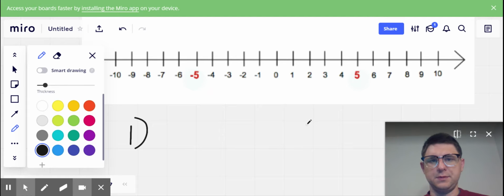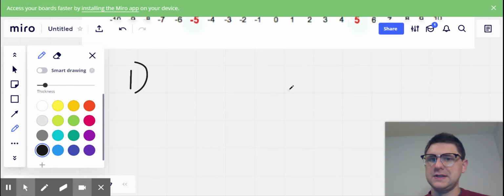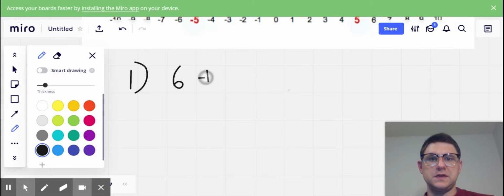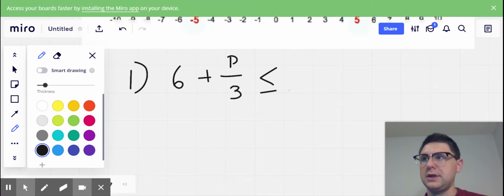All right, so some more inequalities today. Today is the last day, but they're more complex than we've seen before. So let's start with problem 1. The problem reads 6 plus p divided by 3 is less than or equal to 5.